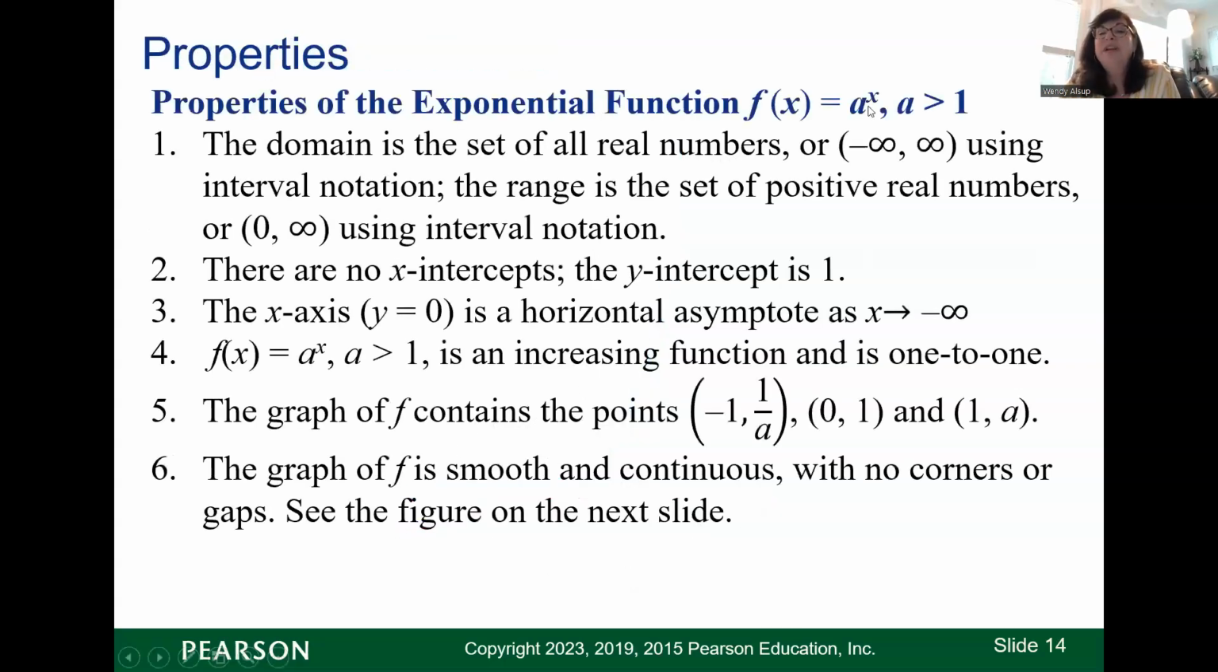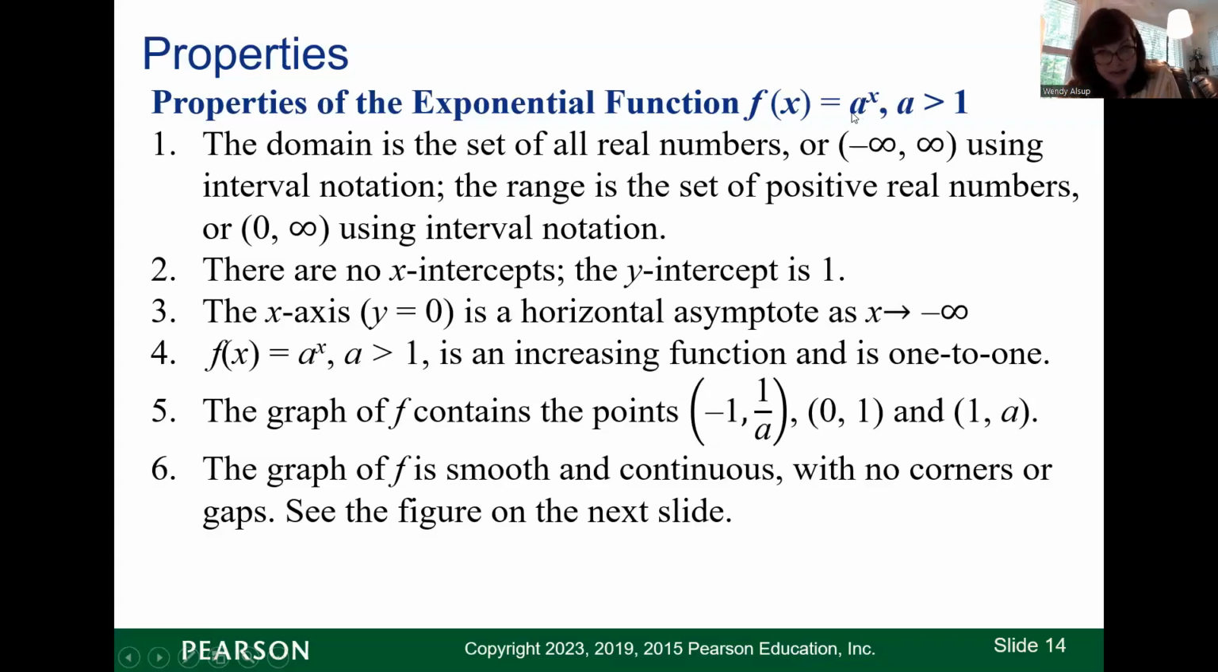The general property: notice what makes it an exponential function is that the variable, the x, is in the exponent. So 3 to the x, 2 to the x, 5 to the x, 1/5 to the x. The variable is in the exponent. Now, if you have a base, this is your base of your exponent. The a value is your base.